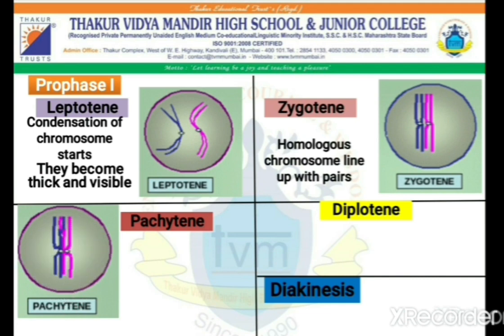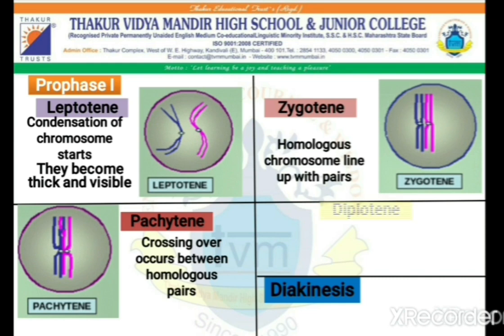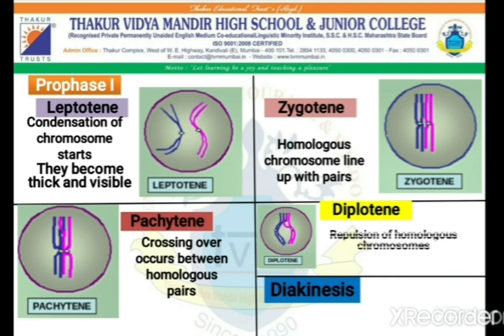Pachytene is a very important stage, where crossing over takes place, or mixing of two chromosomes occurs between homologous pairs. Once the mixing takes place, the next stage, that is diplotene, comes. Here, in diplotene, the crossing over chromosomes start moving away from each other. That is, repulsion of homologous chromosomes starts here.